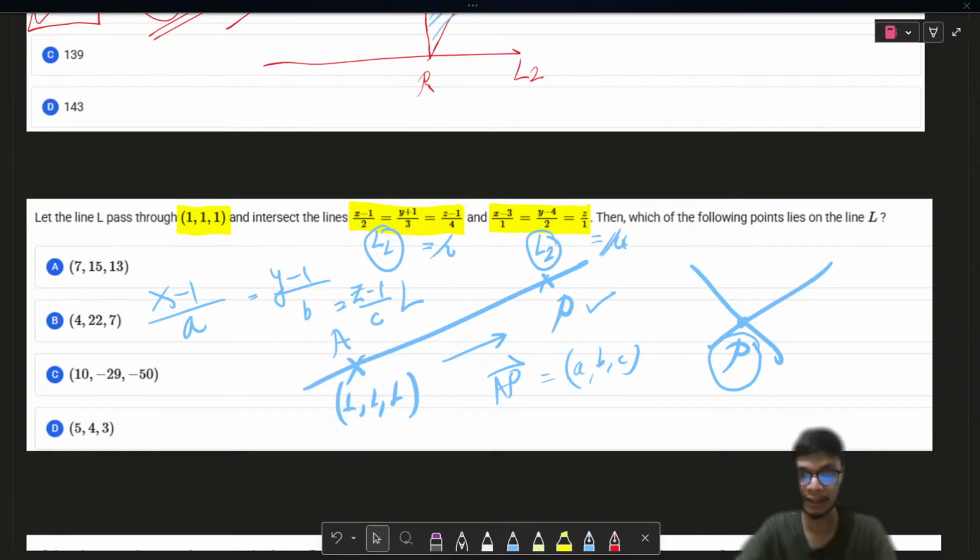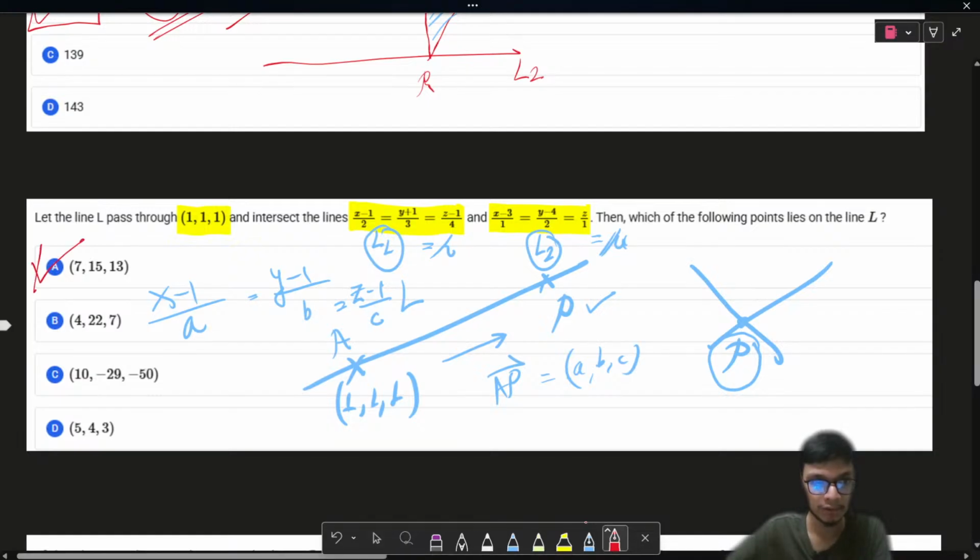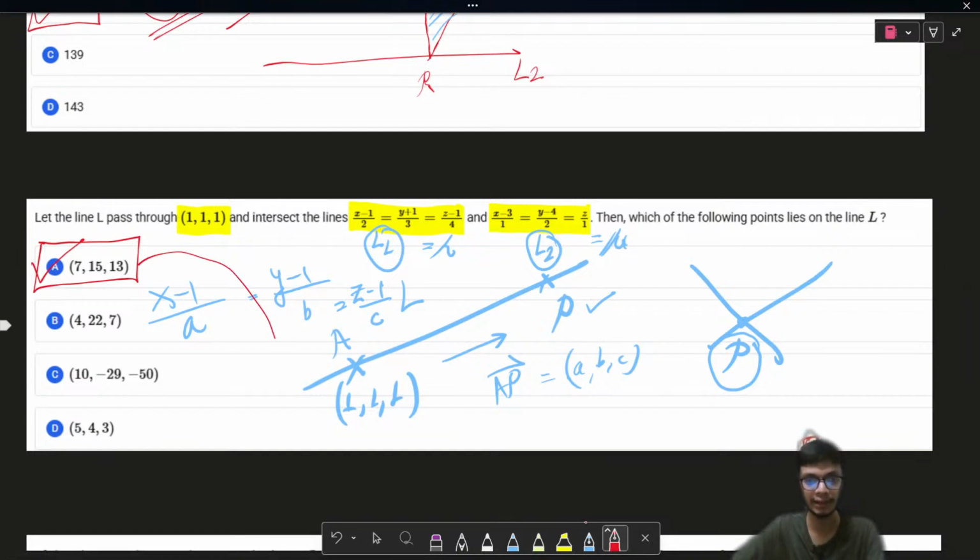So if you solve this part out, I hope you can solve this problem because it is very straightforward. Now you will see that the answer for this problem will come out to be option A. So (7, 15, 13) is another point which is lying on this line L. Is this part clear to all of you? Is this question clear? Is this problem clear?